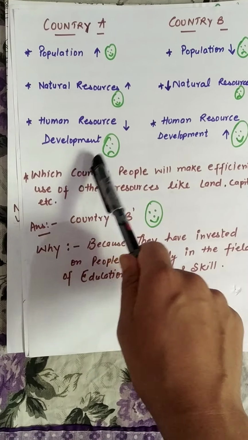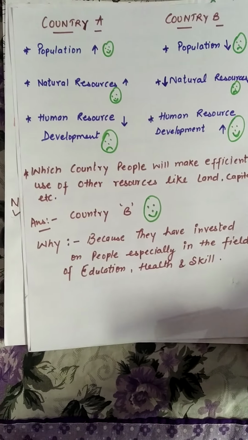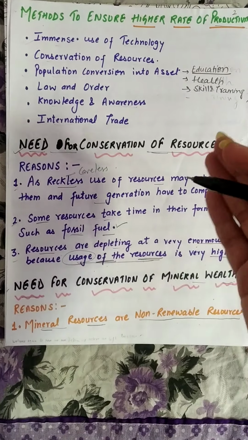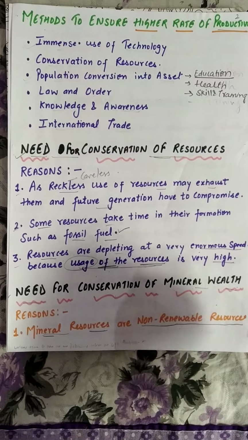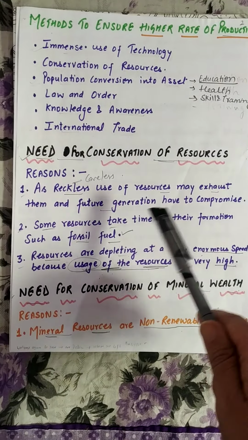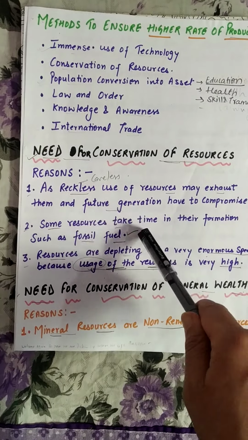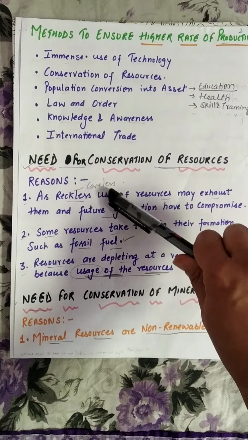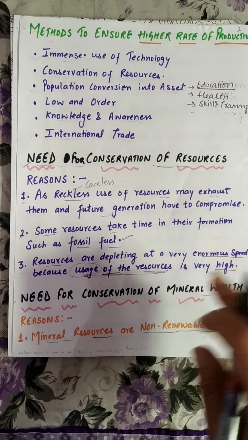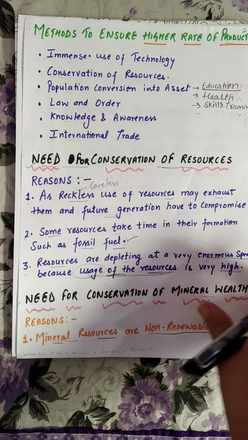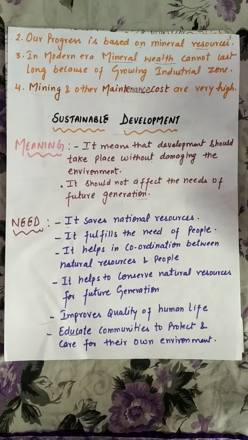And then we did this interesting example of country A and B. After that, in the last class, we have done economic development and the methods to ensure the higher rate of productivity. And a very important topic of the chapter, which is a current need also, that is conservation of resources. This topic we have done. These are the reasons I have asked in the question, children, write the need of the conservation of resources. So these three you can write.